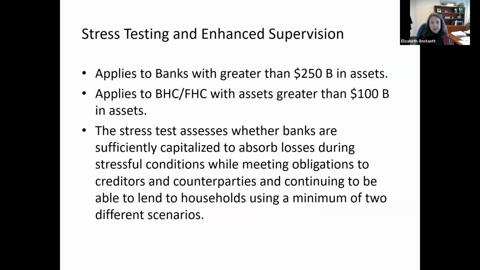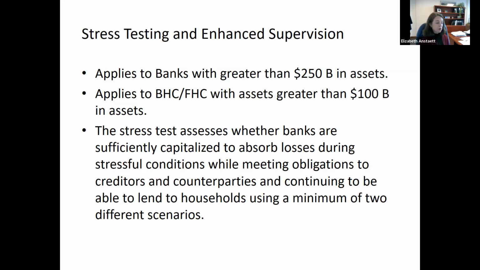We did talk briefly at the end of the last module about stress testing. This is a requirement that applies to the largest institutions, those with greater than 250 billion in assets, and it has now been extended to holding companies with greater than 100 billion in assets. And so this is a requirement that's really aimed at determining whether or not the absolute largest institutions can withstand different negative economic scenarios. And this is, as I said before, public, and the scenarios are public, and how the top institutions do is public.